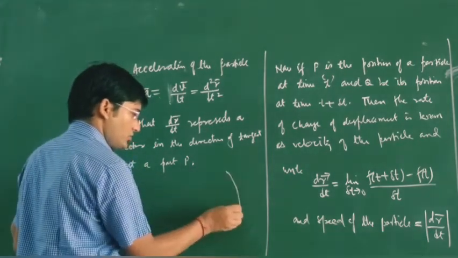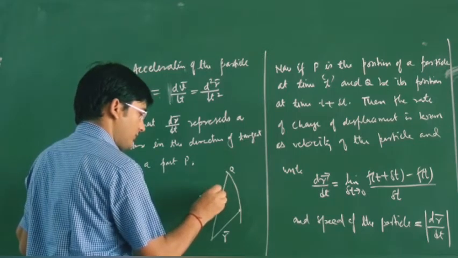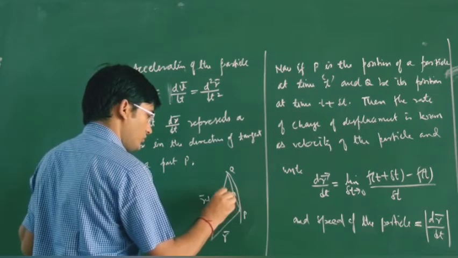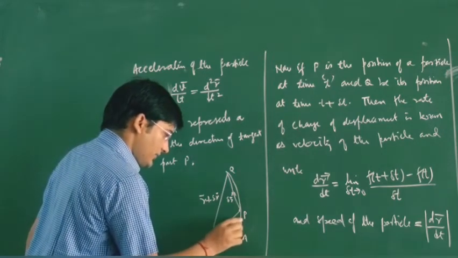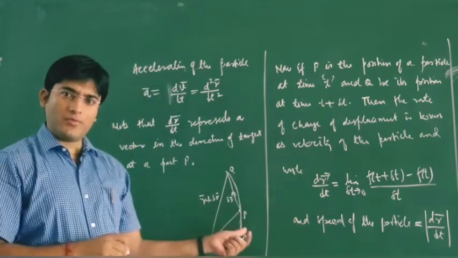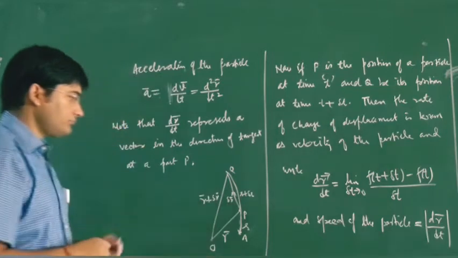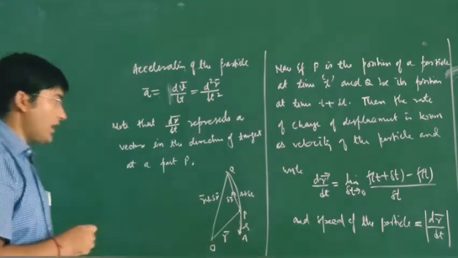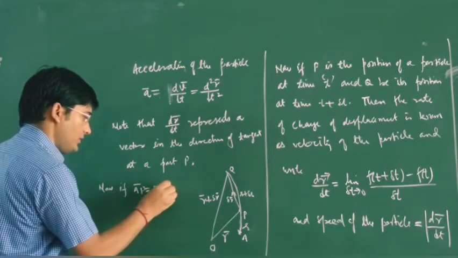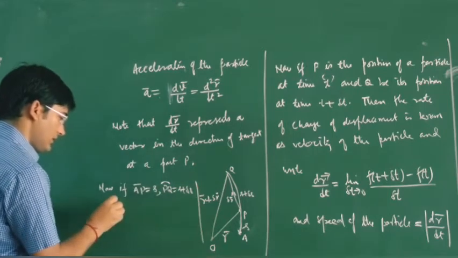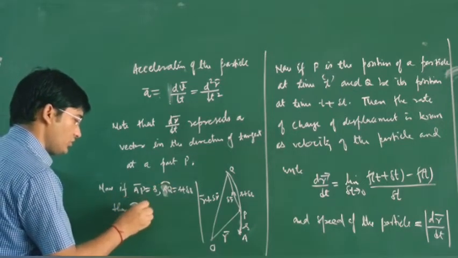Say this is your point P with position vector r, and this is your point Q with position vector r plus delta r, and this is your chord PQ with position vector delta r, whose length will be delta r. This is the origin O, and here is a point A. If the arc length AP equals S and arc length AQ equals S plus delta S, then the arc length PQ will be equal to delta S.